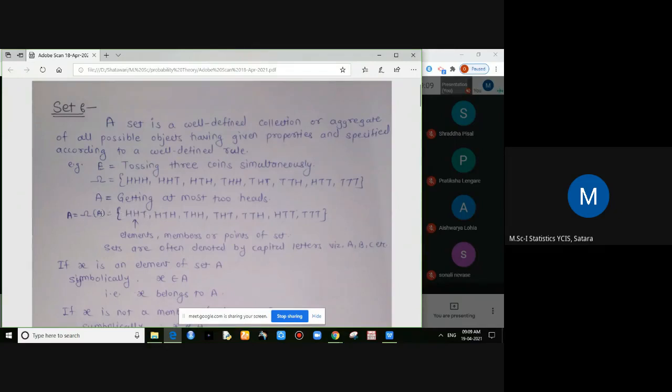so the collection that we get after evaluating A, that is getting at most 2 heads, the collection of all the objects is what for us is the set. Okay, and each object in the set is called an element or member or point of the set. And sets are often denoted by capital letters such as A, B, and C, etc. We must always denote sets by capital letters.